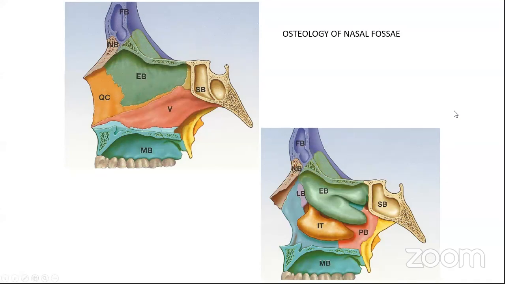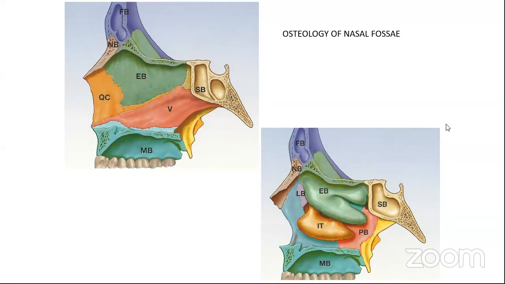On the upper left is a sagittal view. Here in green, what I want to show is the ethmoid bone. Before the ethmoid bone, we have this in yellow, the cartilage. And below both, you have the vomer bone. So this is a mid-sagittal bone that we need to be aware of.